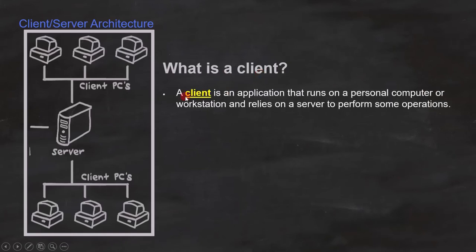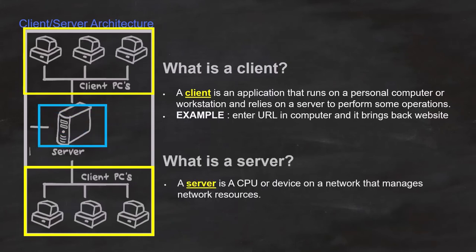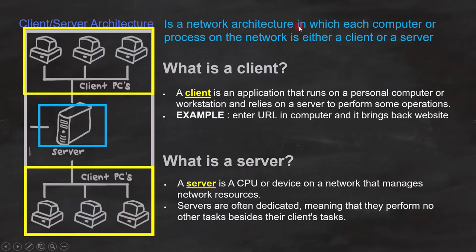What is a client? A client is an application that runs on a personal computer or workstation and relies on a server to perform some operations. This is the client part of a client-server architecture. For example, enter URL in computer and it brings back website. So, here, URL is a client. Now let's see what is the server. A server is a CPU or device on a network that manages network resources. Servers are often dedicated, meaning that they perform no other tasks besides their client's tasks. And altogether, they are called client-server architecture. A client-server architecture is a network architecture in which each computer or process on a network is either a client or a server.